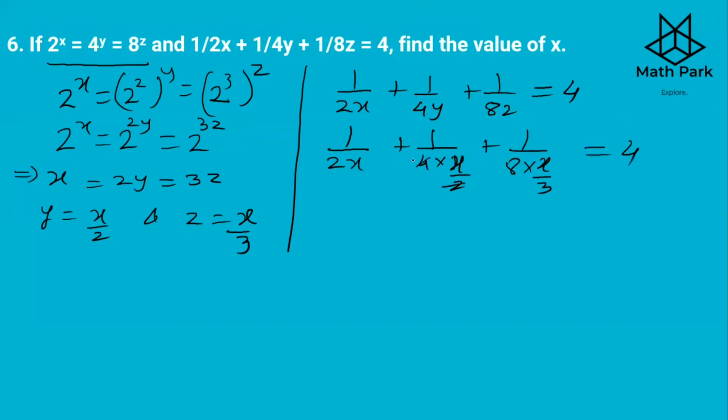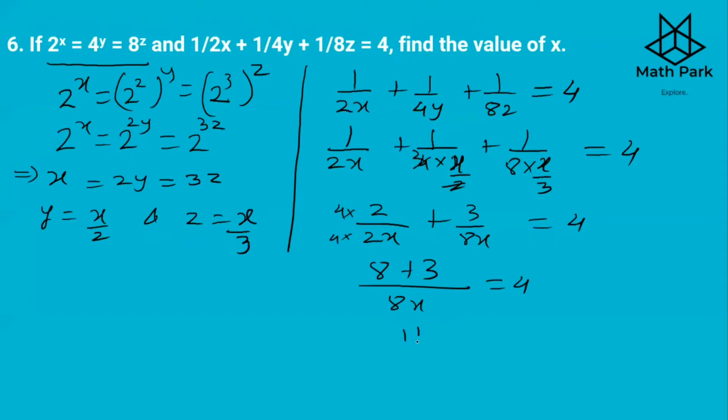So this is 2 ones are 2 and 2 twos are 4. Now 1 upon 2x plus 1 upon 2x, you get 2 upon 2x, plus this is 3 upon 8x, is equal to 4. Have the LCM here, 2x is there, here 8x is there. So I'll have to multiply by 4. So 4 twos are 8, plus 3 in the numerator. Denominator, 4 twos are 8x, I'll write 8x once, is equal to 4. So 8 plus 3, I get 11 upon 8x is equal to 4.